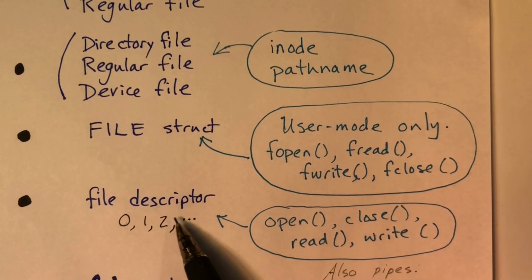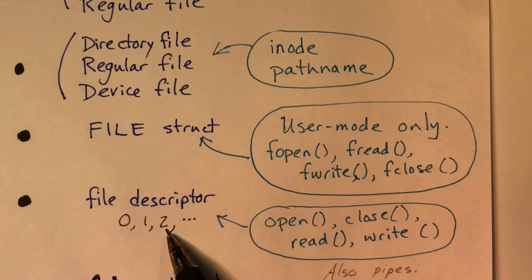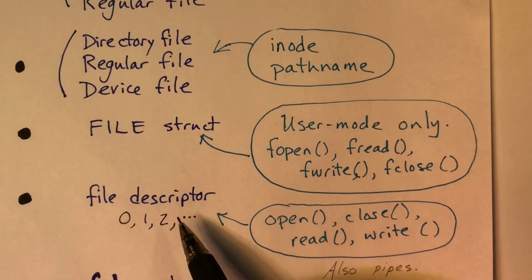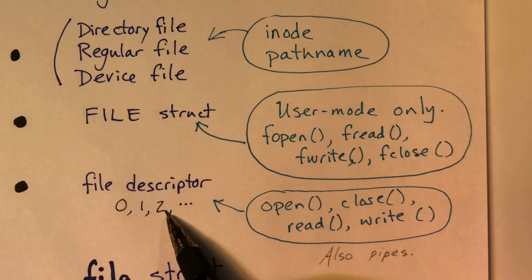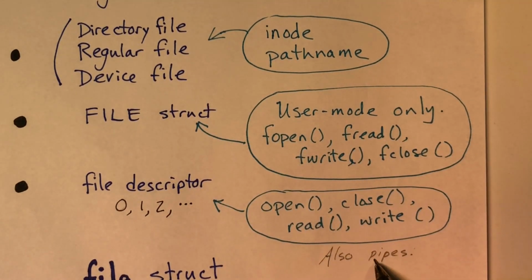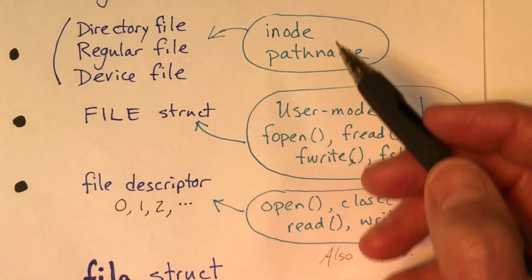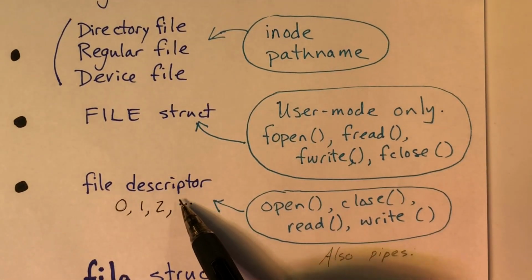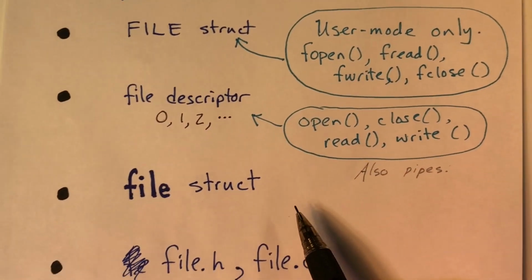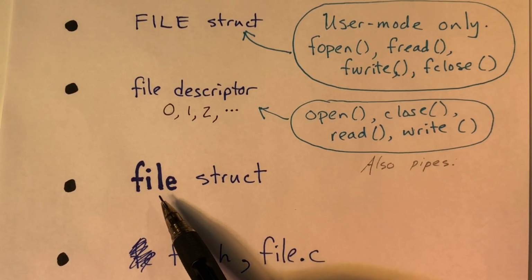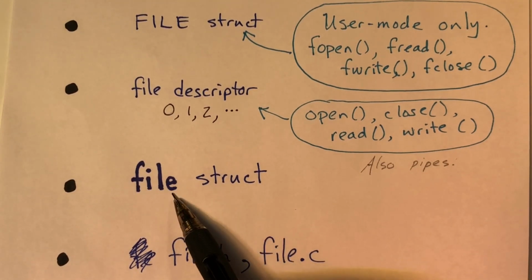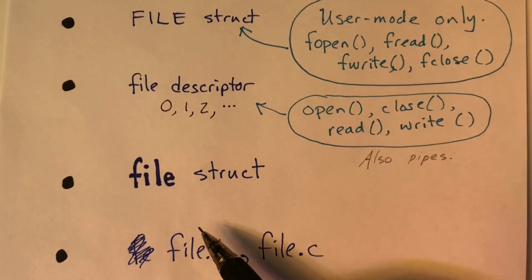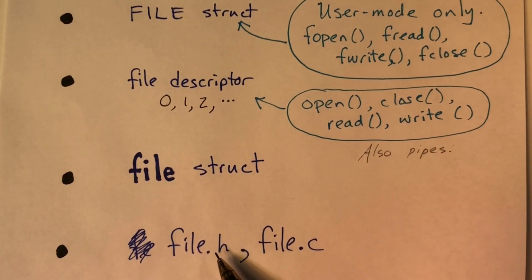The file descriptor is a small integer, and each small integer refers to a different file. But in this sense, a file descriptor can also refer to a pipe as well as a directory, regular, or device file. So that's yet another meaning of file. In this video, we'll be looking at a structure whose name is file. And to make things even more confusing, we have a couple of files in the kernel which are called file.h and file.c. And we'll be looking at the code in those files.